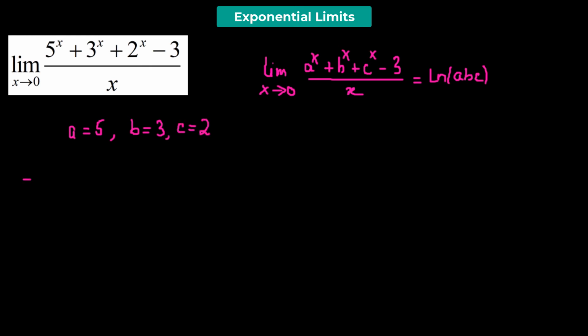So that means the limiting value is going to be equal to log of 5 times 3 times 2. So 5 times 2 is 10, 10 times 3 is 30. So we'll get the natural log of 30. So this is going to be the limiting value of the given function when x approaches 0. Let's move on to the next question.